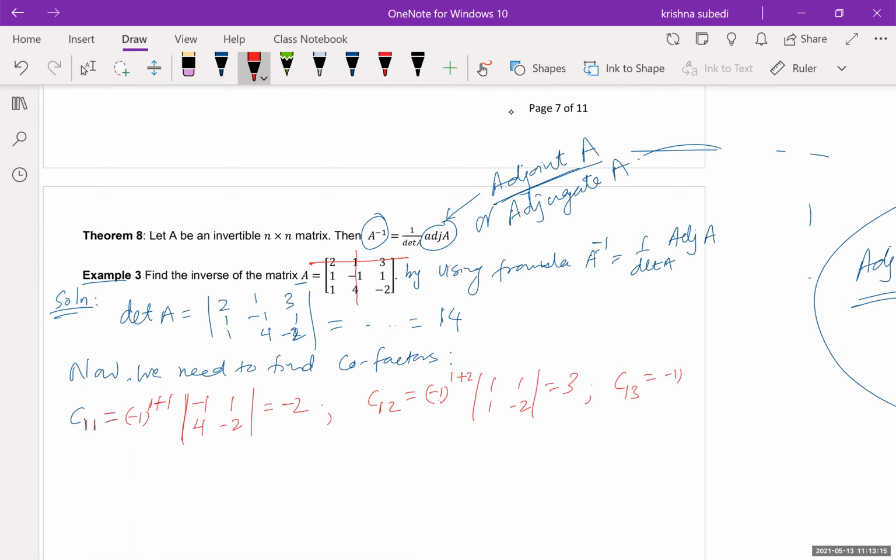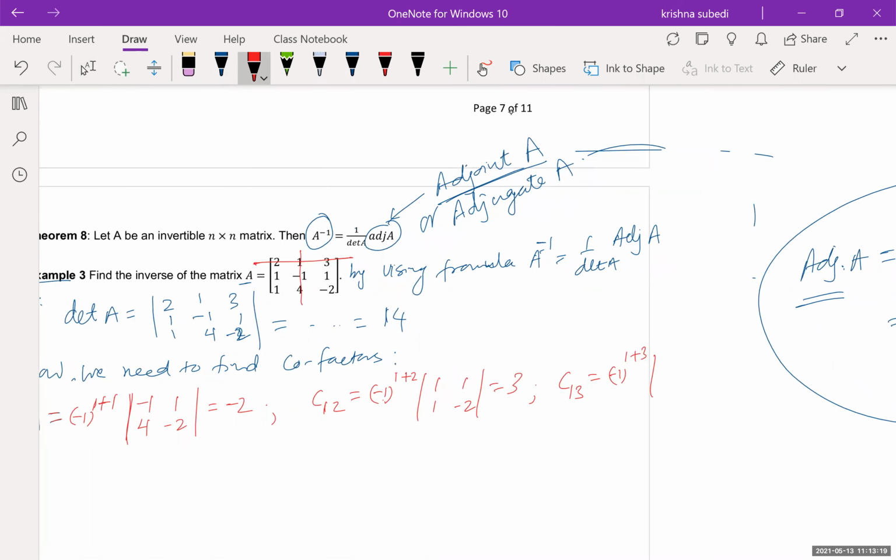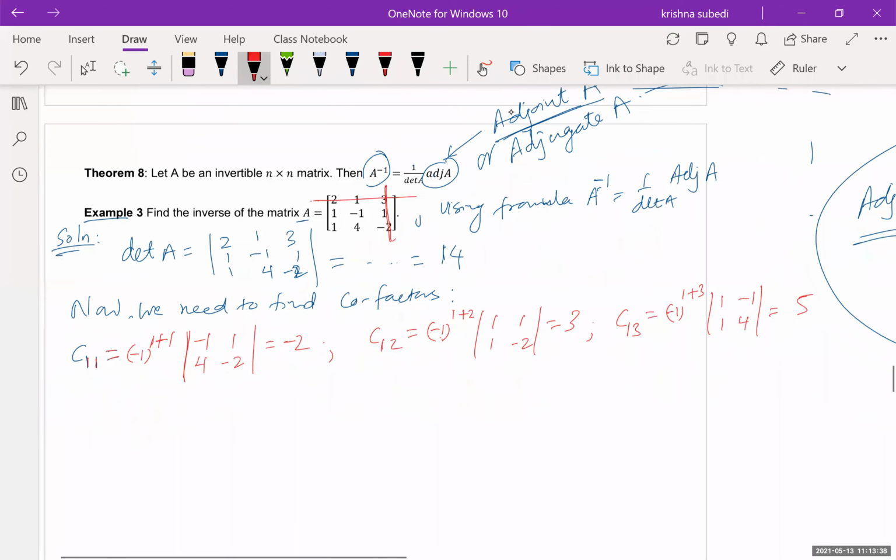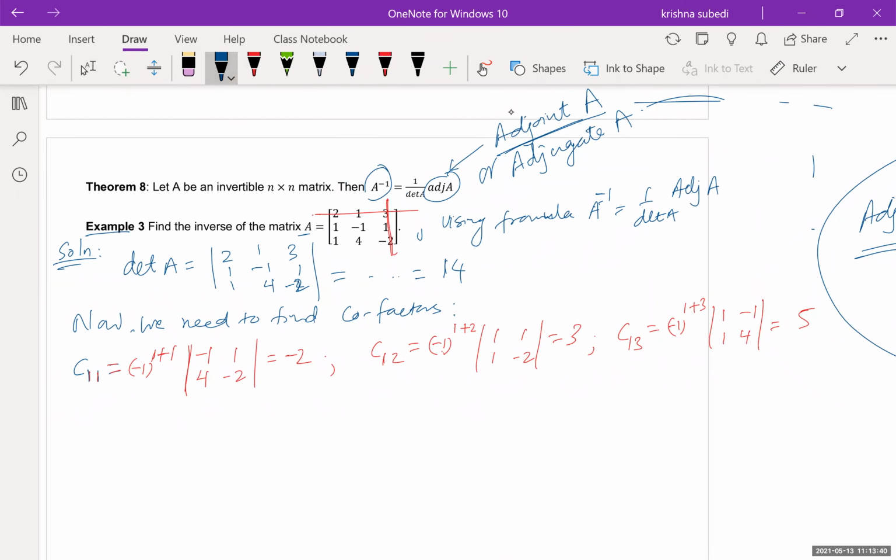Okay, in the same way, let us calculate the cofactor for first row and third column, which will be negative 1 power 1 plus 3. Delete the first row and third column, and the remaining is 1, negative 1, 1 and 4. If you calculate this, you're going to get 5. In the same way, there are 9 cofactors. You need to calculate all of those 9 cofactors.